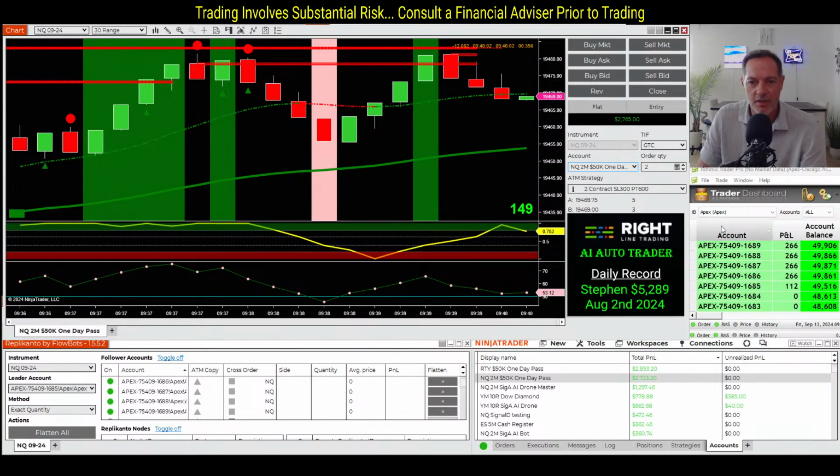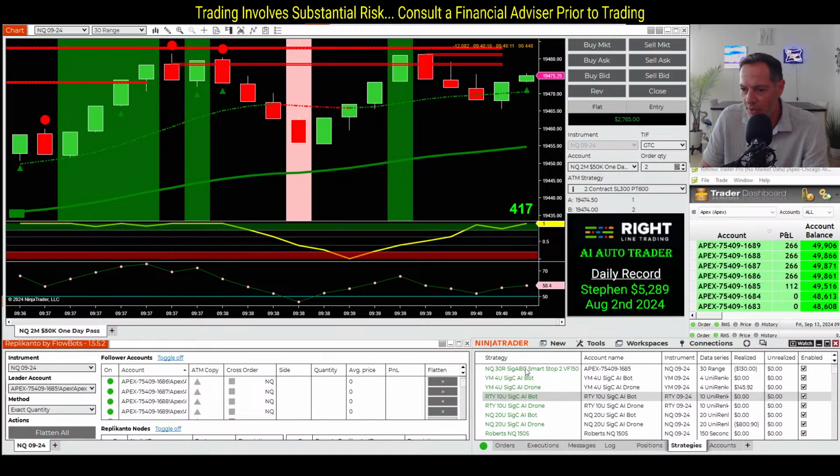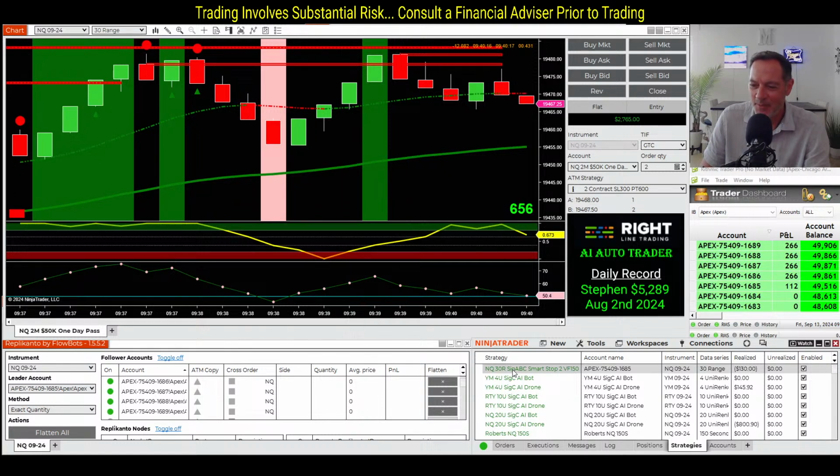All right, we got a nice trade, so we got a good beauty here. I'm running the Apex accounts this morning. I'm using Smart Stop 2, and I think I've modified it a touch here. Again, I'm testing a new indicator that we developed this week.